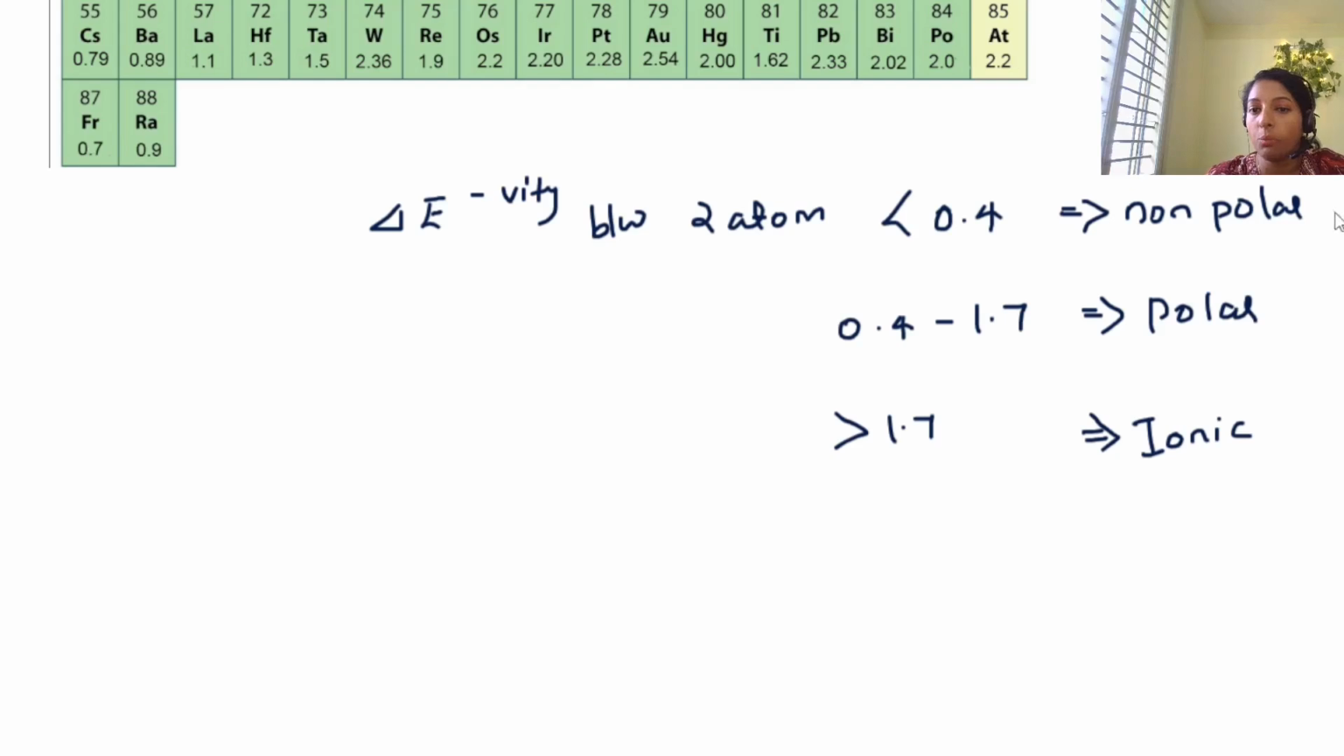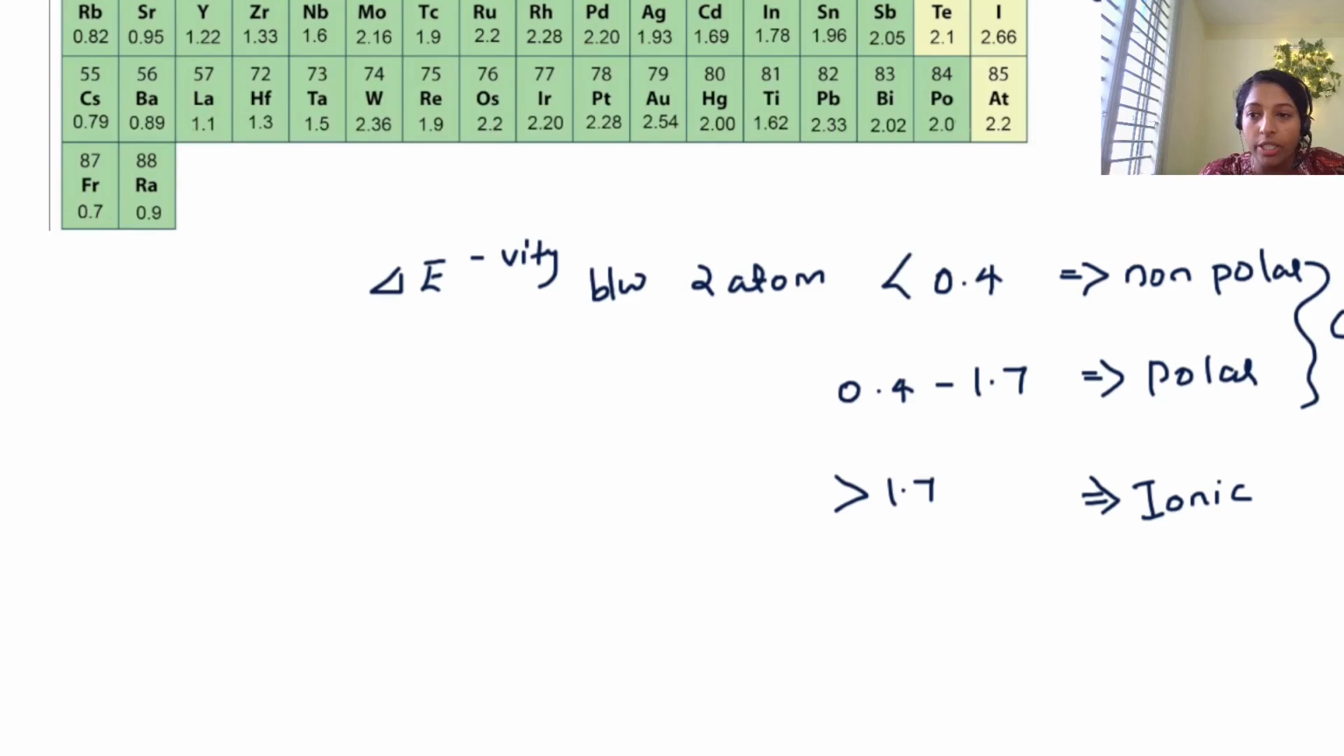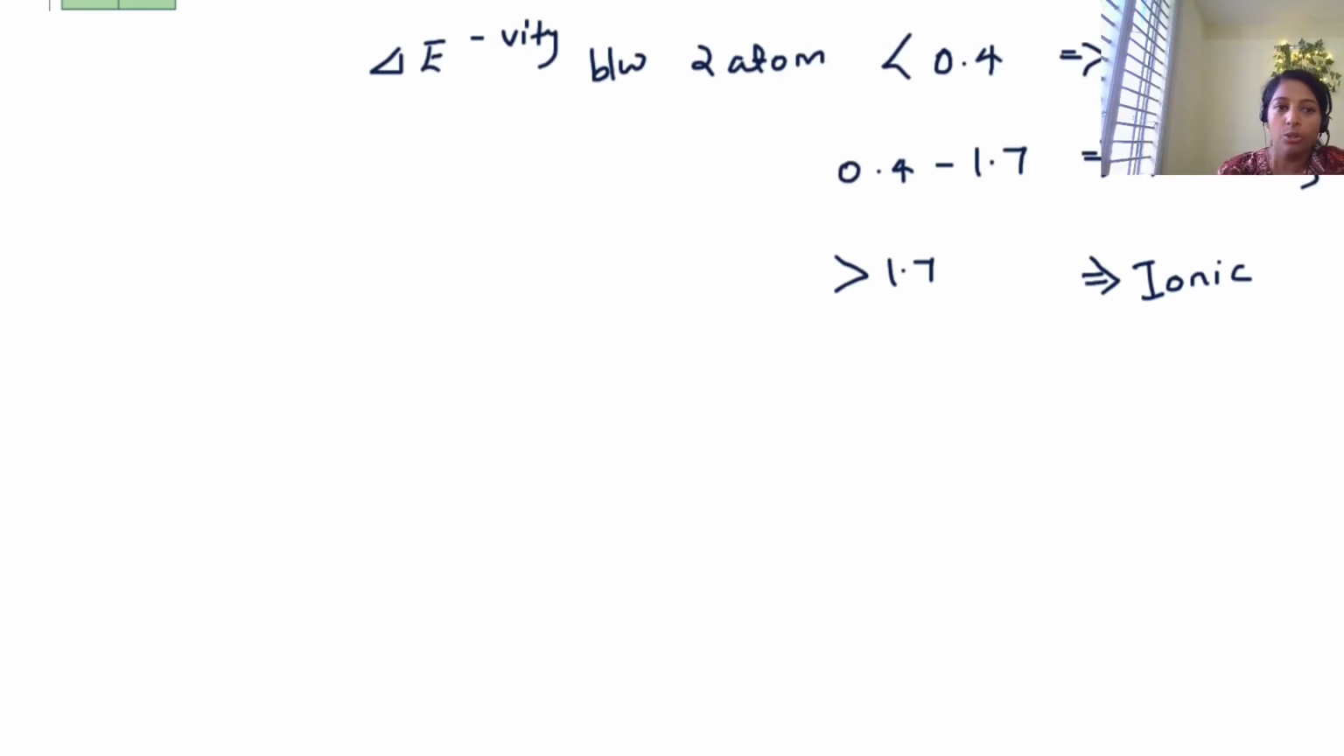Non-polar and polar are what we call covalent compounds. Both are covalent, but you can divide them into non-polar covalent and polar covalent, because of this range. The problem is that the Pauling scale may not be provided, so how do you know which is ionic and which is polar?